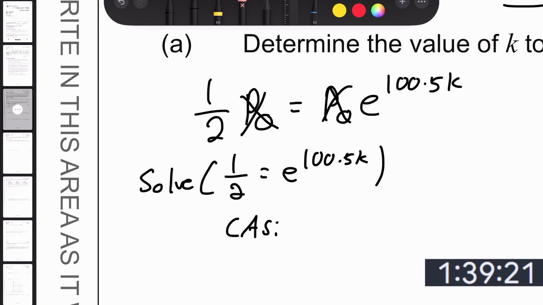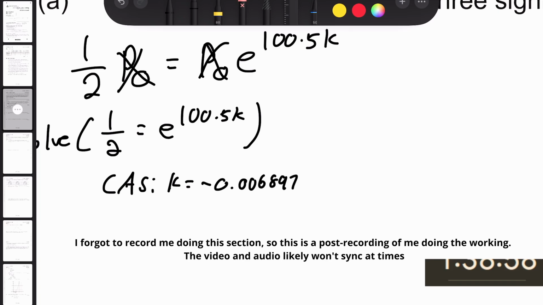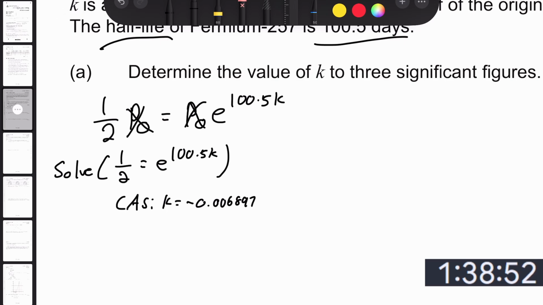Oh yeah, you guys won't be able to see what I do on the CAS, which is a bit unfortunate, but I'll try to make it as obvious as I can. e^(100.5x). On a CAS, I get that k is equal to negative 0.006897. Okay, I'm back. I already got interrupted, but it's fine. We're going to continue from where we were. Where were we? So we found the value for k. Is that it? Okay, yes.